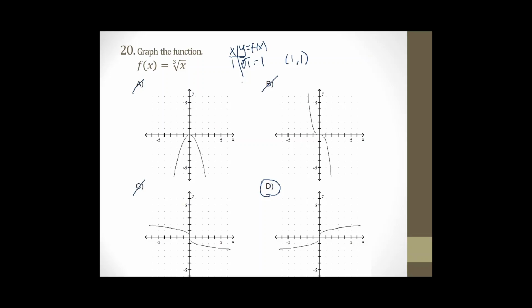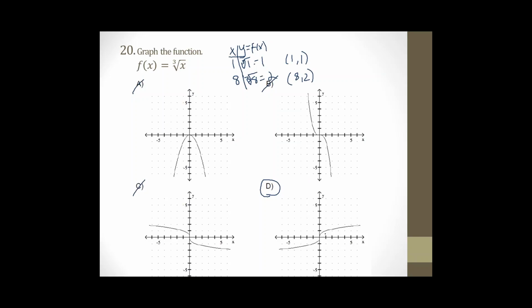And if you don't believe it, you can do another x value. Let's use 8, since 8 is a perfect cube. The cube root of 8 is 2. So (8, 2) is a point on the graph.